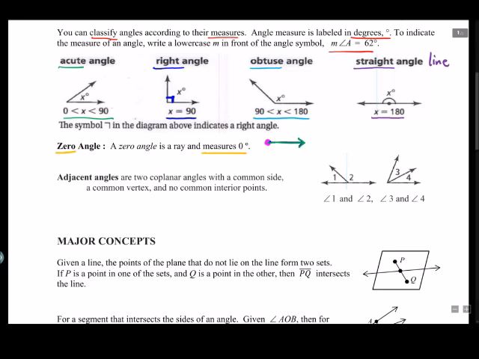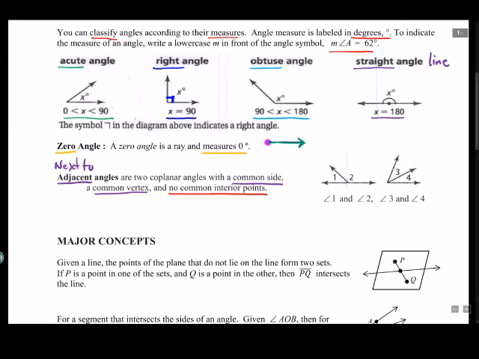Another important idea for us is adjacent angles. What does adjacent mean? It means next to. So angles that are next to each other. Adjacent angles are coplanar, two coplanar angles with a common side, a common vertex, and very important here, no common interior points.